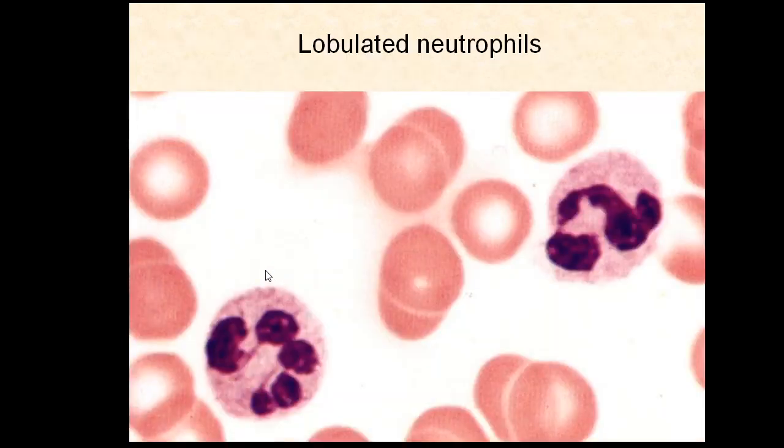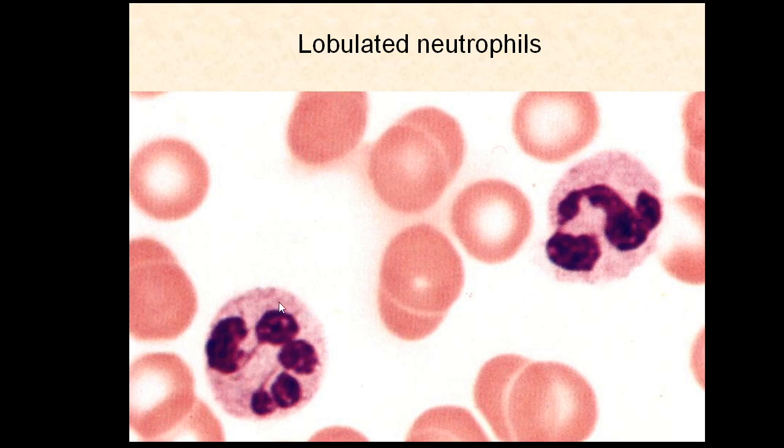Now you see the mature, or lobulated, or multilobulated neutrophils. This group of neutrophils constitutes 47 to 72%. It is the largest group of all leukocytes in our peripheral blood. These cells have 2 to 7 segments of the nucleus. It is very easy to recognize under the microscope.